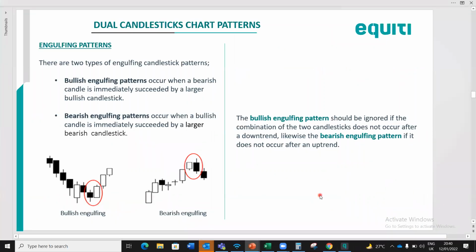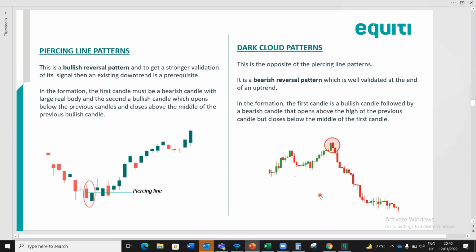Okay, so that is bullish and bearish engulfing patterns. You can, at your leisure time, find the support zones, the resistance zones, and then find the engulfing patterns and other patterns that we've learned and practice it. All right, so next we have the piercing line pattern.